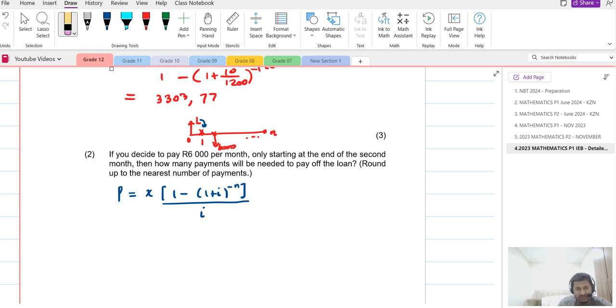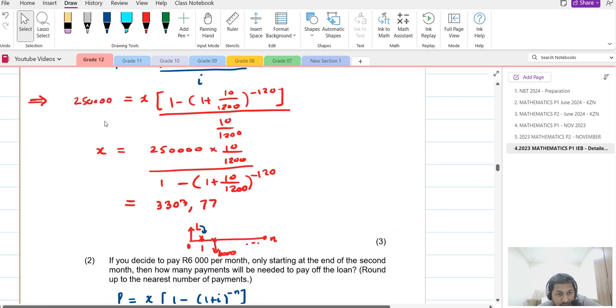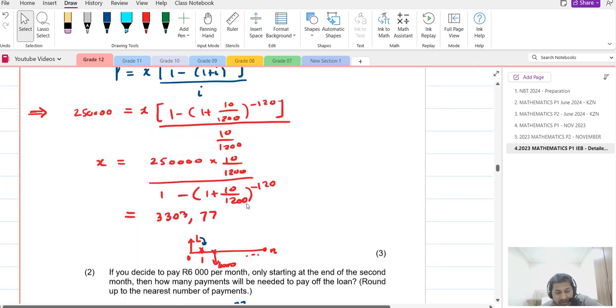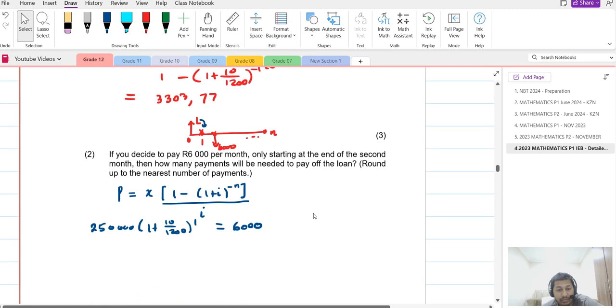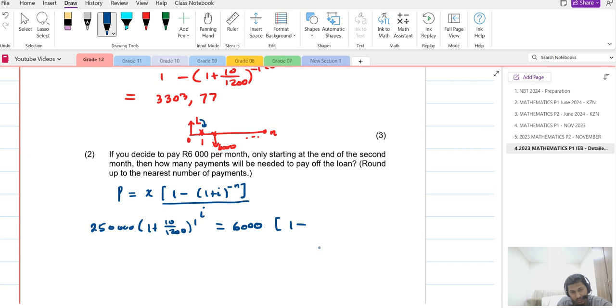Let's solve for P. So P is 250,000 into 1 plus 10 over 1200 to the power 1, which is equal to 6,000, the 250,000 rand loan, and the interest rate is 10% per annum compounded monthly, into 1 minus (1 plus 10 over 1200) to the power negative n, divided by 10 over 1200.